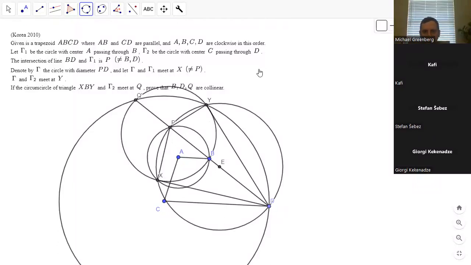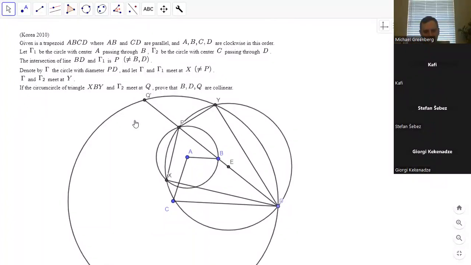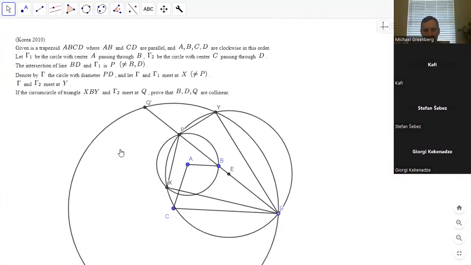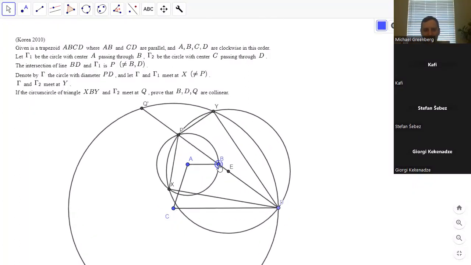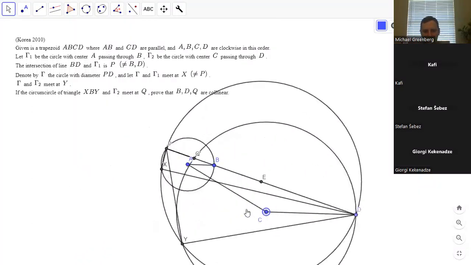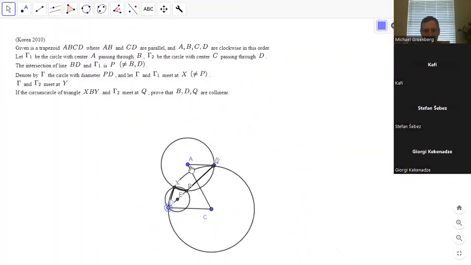Your diagram is not correct. Why not? Just because the problem says that A, B, C, D are clockwise in this order. But I think it doesn't really make a difference. Interesting. Should I redo it so that it's clockwise? Let's see. I think it wouldn't be hard. Yeah, so basically it's saying that you just have to switch C and D, kind of. Yeah.